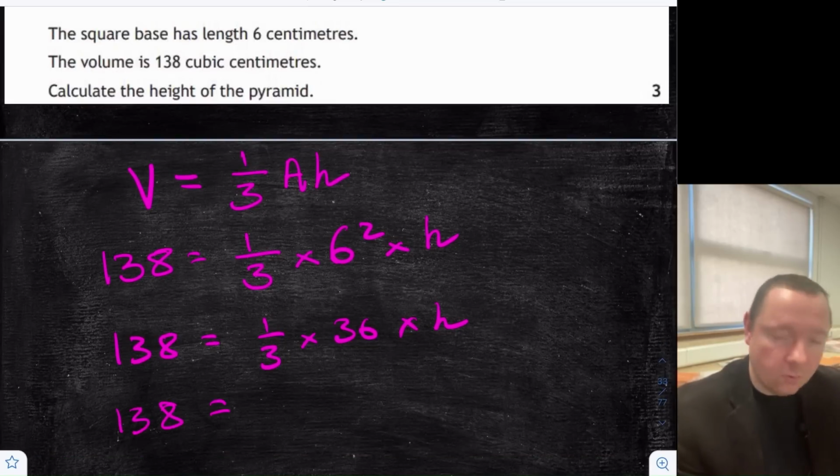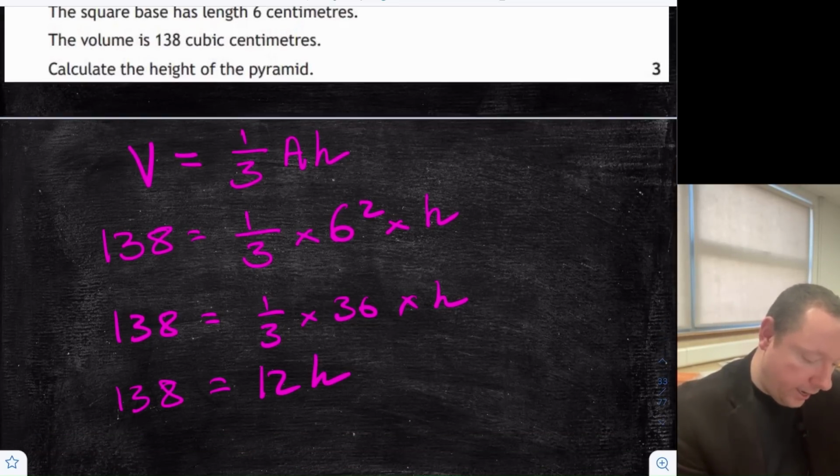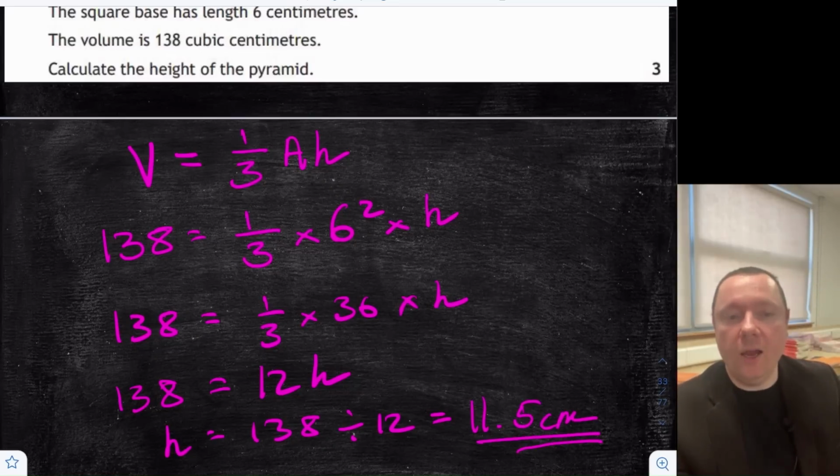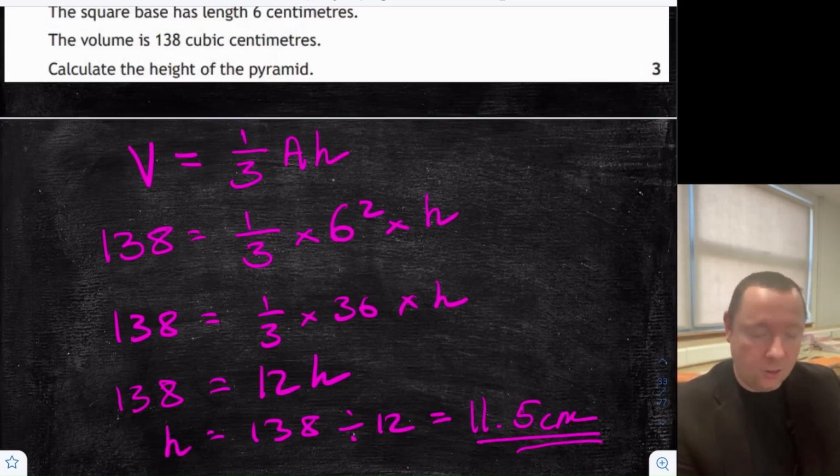138 equals, well, 3 into 36 goes 12, so that's just 12h. And then we can work out h. 138 divided by 12 is equal to 11.5 centimetres. And that is one of the simplest ways to work it out. You could have also just made h the subject of the formula and worked it out, but there you go.